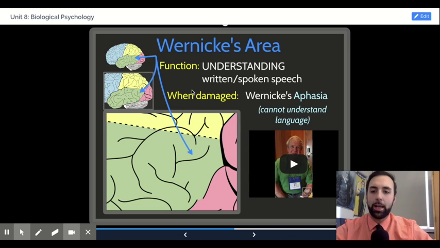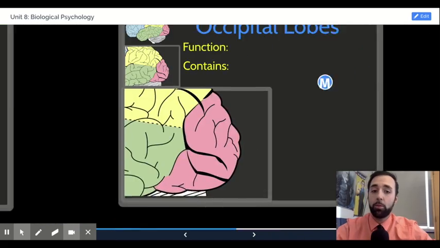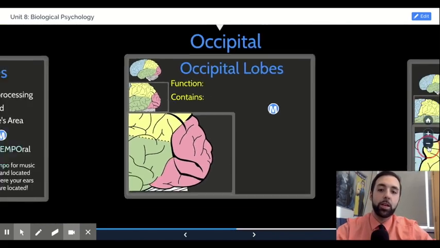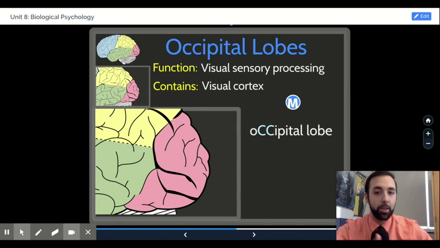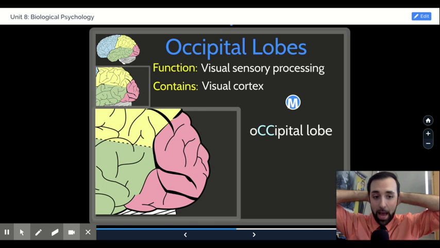To be more specific, Wernicke's area is in the back portion of the temporal lobe, so further back into your head relative to the remaining portion of the temporal lobe, approximately where my arrows are pointing here. So that's the temporal lobe. The second major lobe is called the occipital lobe. The occipital lobe does the same thing except for vision. It is the final location of visual sensory processing. It is actually in the back of your head.